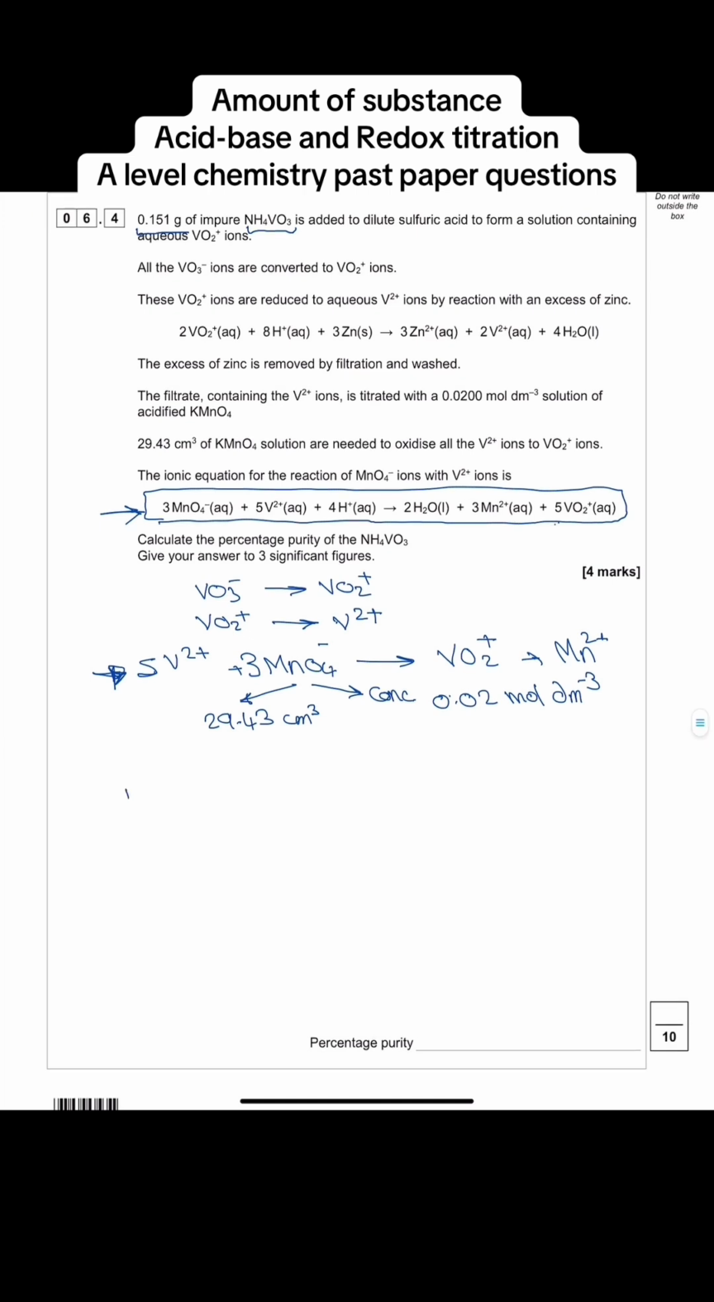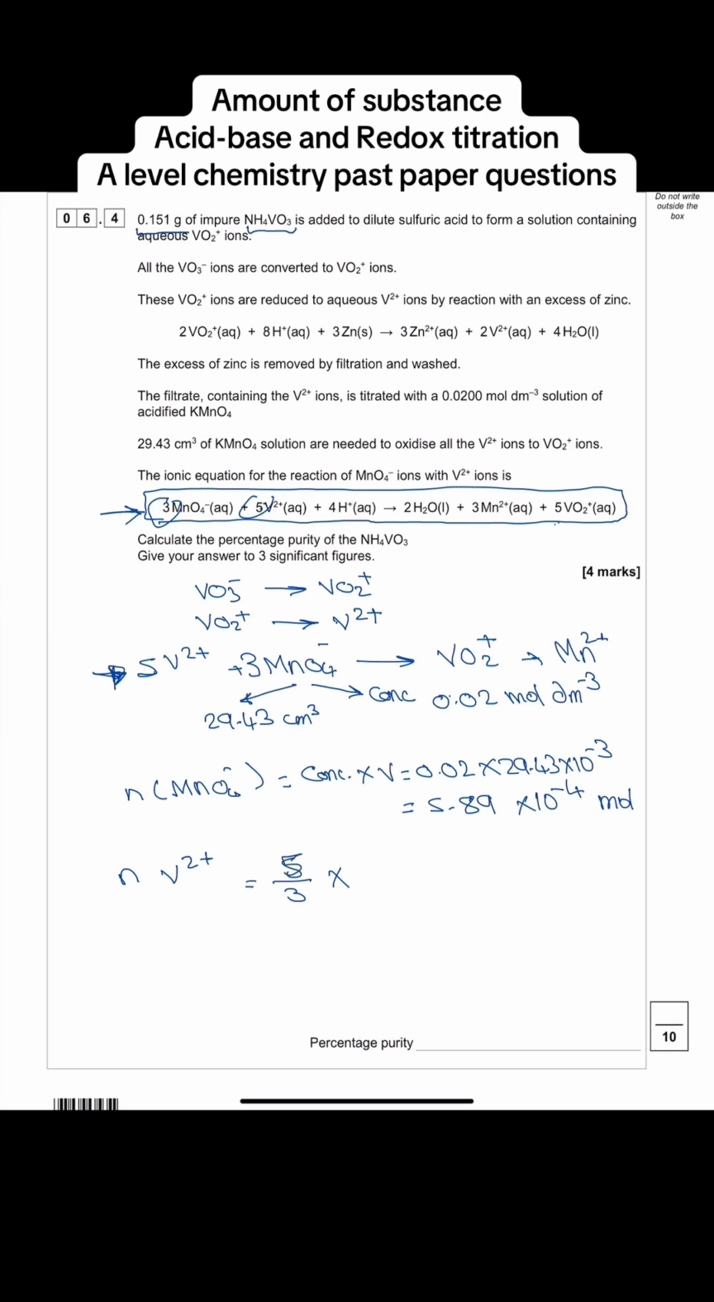So we need to determine the number of moles and convert that into mass. So first of all, we need to determine the number of moles of the manganate, and the moles will equal the concentration times the volume in decimeter cubed, so 0.02 times 29.43 times 10 to the minus 3. That will give us the number of moles, which is 5.89 times 10 to the minus 4 mole. This is the manganate. And then now let's determine the number of moles of the V2 plus. As you can see in the equation, it is 3 moles manganate with 5 mole V2 plus. So now it's 5 over 3 times the 5.89 times 10 to the minus 4, and that will give you 9.81 times 10 to the minus 4 mole. So this is the moles of the V2 plus.